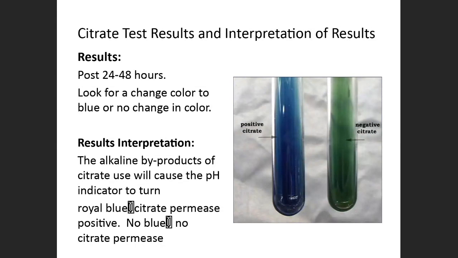So if you see a green color, which is what you started with, that will be interpreted as no citrate permease produced, citrate negative. If you see that beautiful blue color that you see on the left-hand side tube, that will be production of citrate permease, or citrate negative. I'm sorry, positive. And that will be the end for that IMViC series.